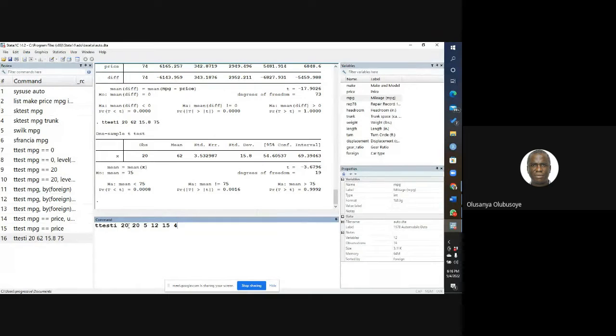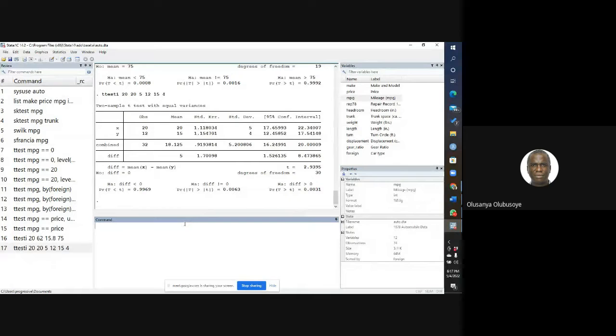Sample for group 1, this is the size, this is the mean, this is the standard deviation. For group 2, this is the sample size, this is the mean, this is the standard deviation. And so you have this test.